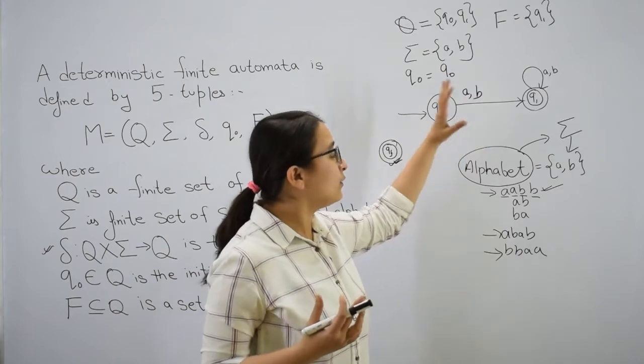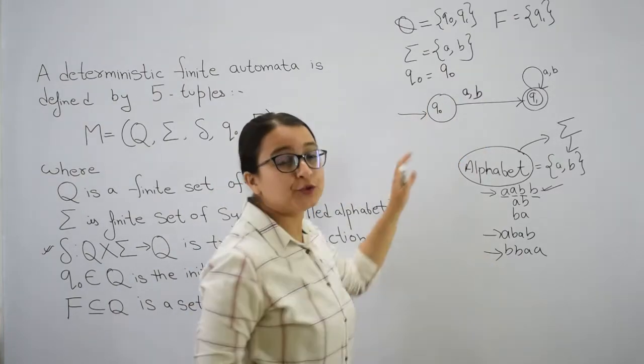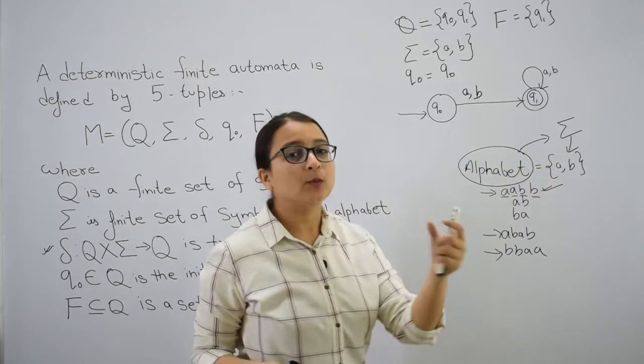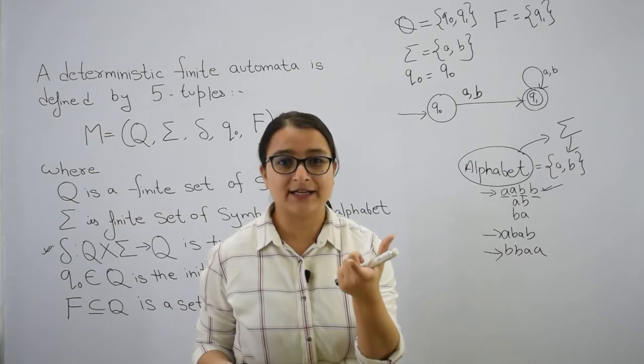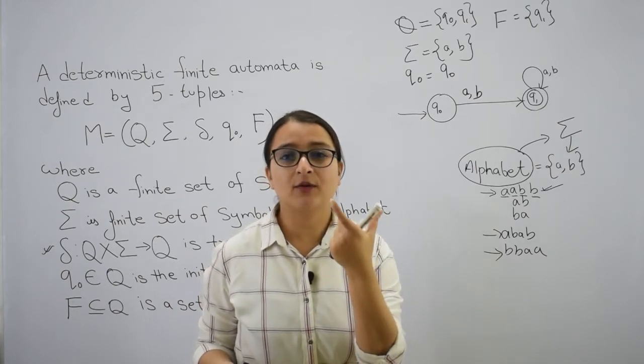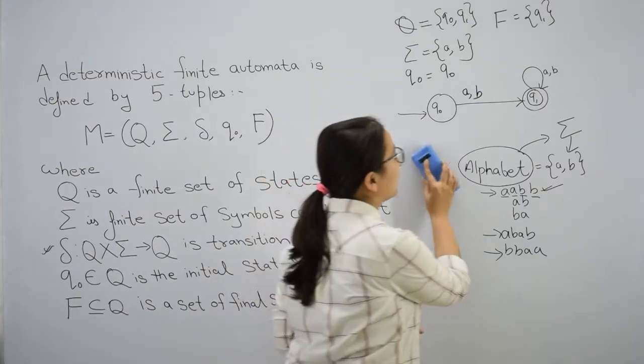Okay, so now let me tell you how we will determine using this diagram whether a particular string is a member of a set that is representing a particular language, or whether this particular string is a part of a particular language. How will we do that?